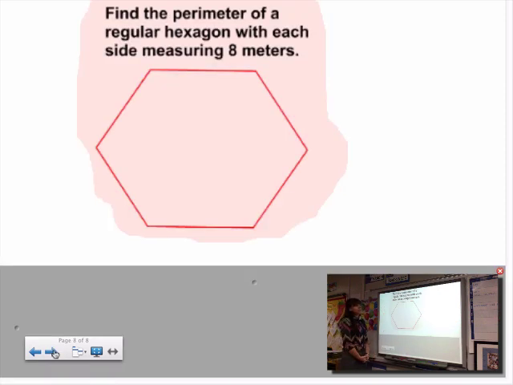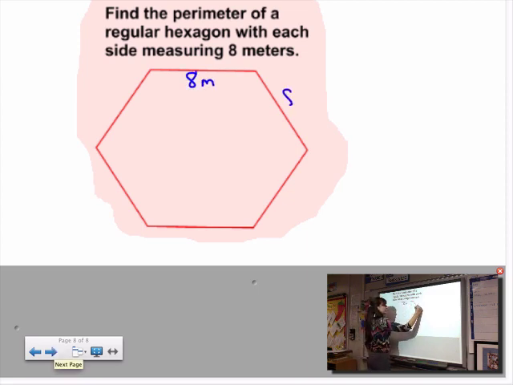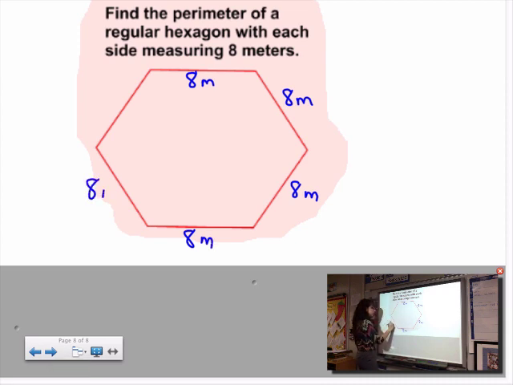This one is a little bit different because in the words, they explain the distance of each side of this hexagon. They tell us that the perimeter of this hexagon can be found if we know that each side measures 8 meters. This time it's up to us to realize that this side is 8 meters. This side is 8 meters. All the way around our hexagon until we've labeled all 6 sides of the hexagon. This visually shows us that each side measures 8 meters.